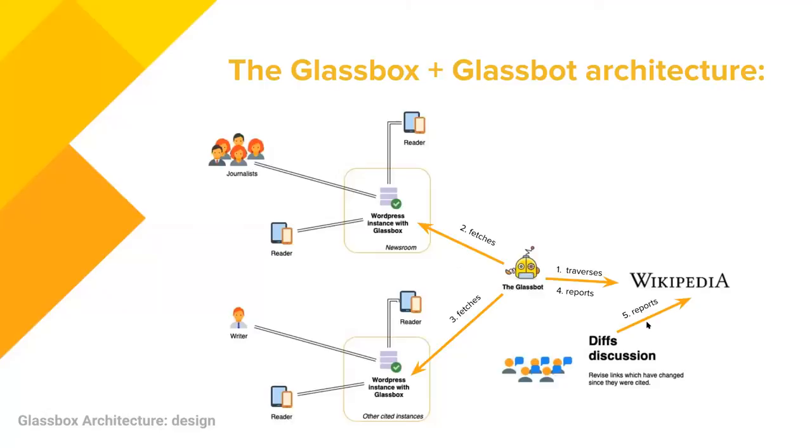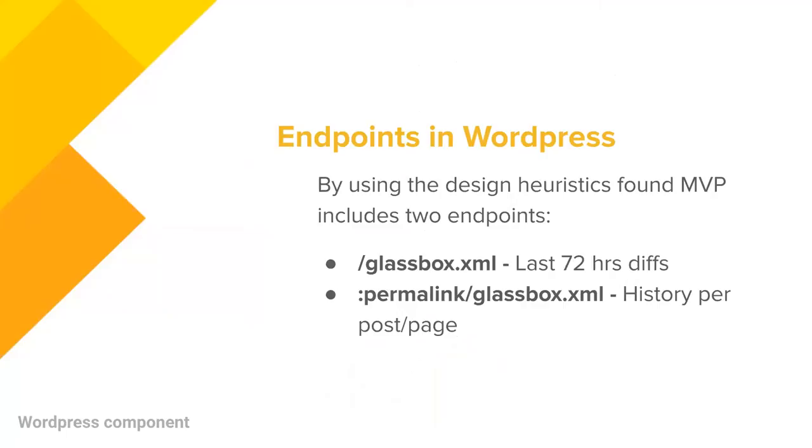So right now what we have thought is that we could do two different endpoints in WordPress. One is glassbox.xml. So you go to the website and you should see the 72 hours diffs that we were mentioning in the heuristics. And the other one is that you should be able to go to a permalink and then go to /glassbox.xml, and you should see the history per post or page. So how would that actually look?